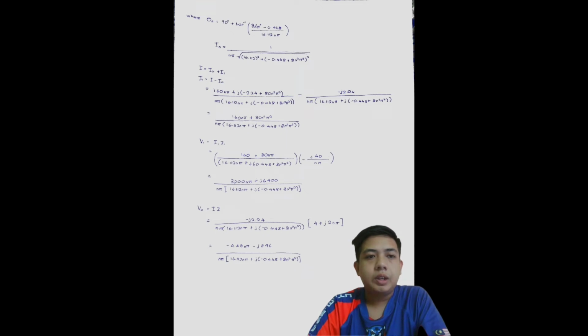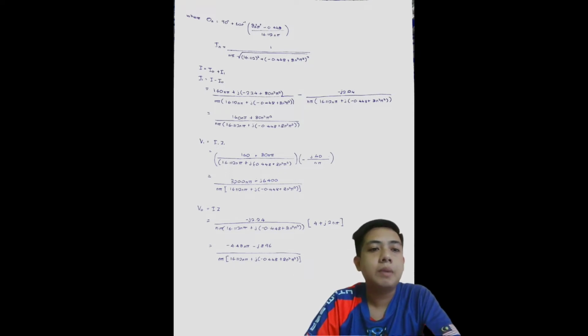To find the theta n, we are using the formula 90 degree plus arctangent Bn over An, and we get the answer 90 degree plus arctangent 8n square pi square minus 0.448 over 16.112 n pi. For In, we use the formula 1 over n pi root An square plus Bn square.